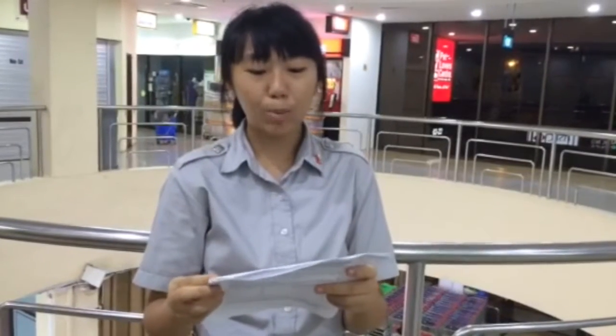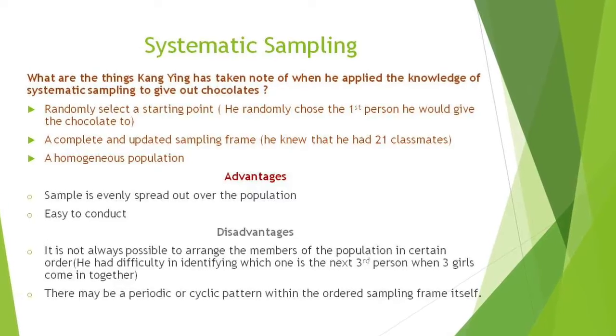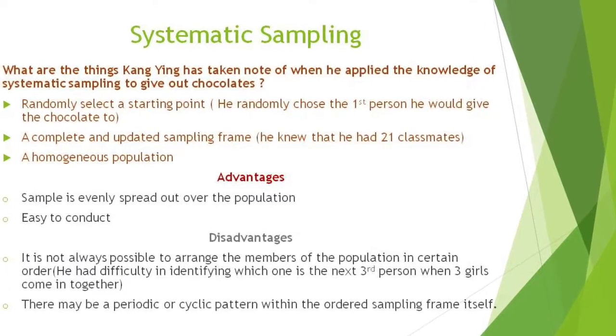The advantages of systematic sampling are that it's more evenly spread out over the population, and it is relatively easy to conduct this type of sampling. However, this method does not allow us to get an accurate representation of the population, as there could be an effect of periodicity. Moreover, if 3 people decide to walk into the door all at the same time, it will be difficult to decide who to give the chocolate to.